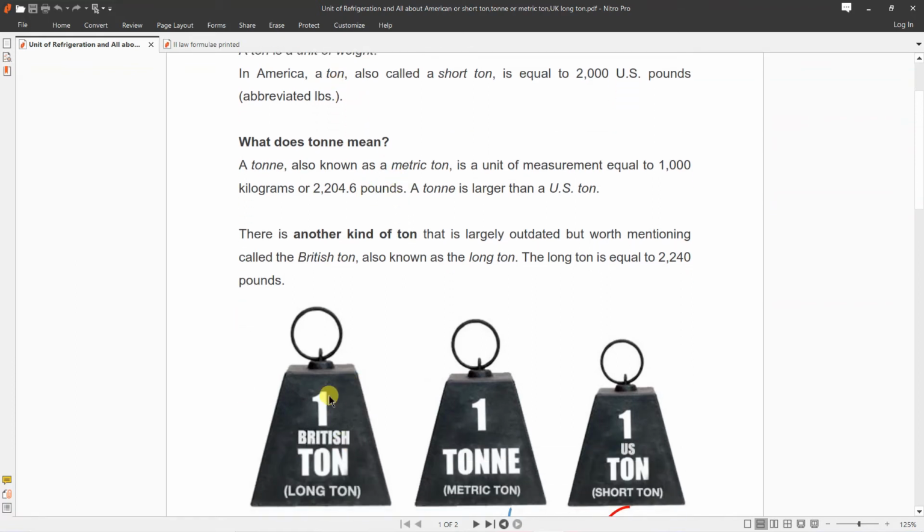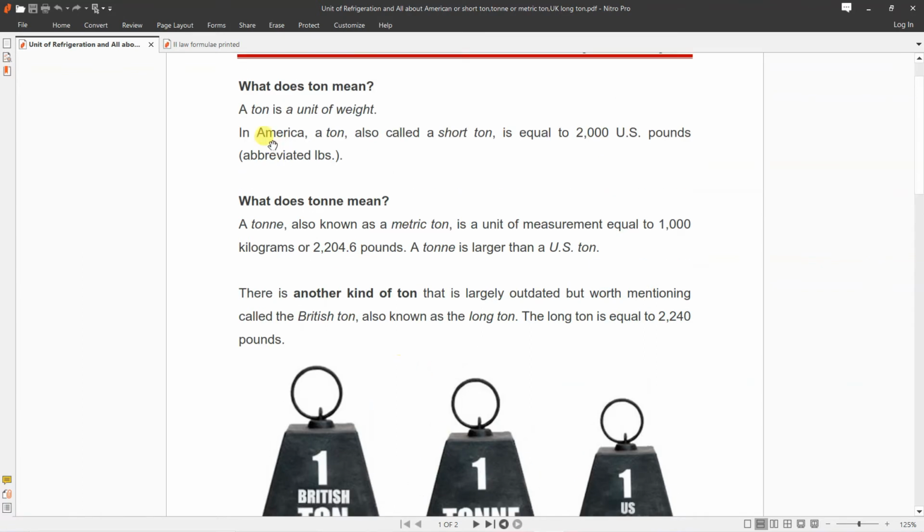So here you can see this diagram. First one is 1 US ton. It is also known as short ton. Then 1 ton, see this spelling, TONNE. So this 1 tonne is known as metric ton. And there is one more ton which is known as British ton. So 1 British ton is known as long ton. Okay, so when you are talking about 1 ton of refrigeration, you should be clear out of these three tonnages which ton we are talking about. Okay, so one by one we will see what is the difference between these three tons: a short ton, metric ton, and long ton.